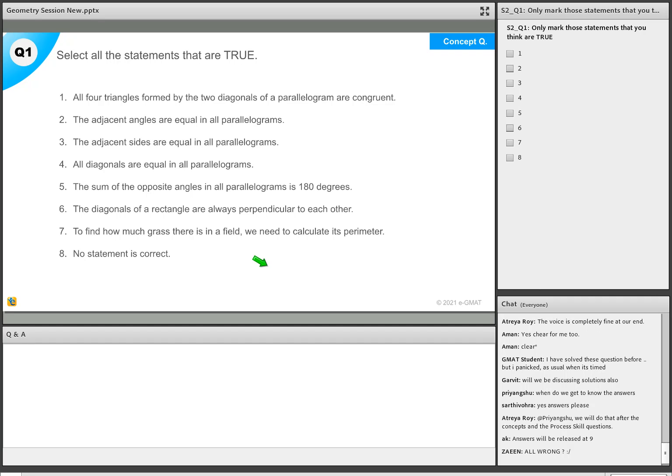Okay, last 5 seconds to mark the answers for this question.